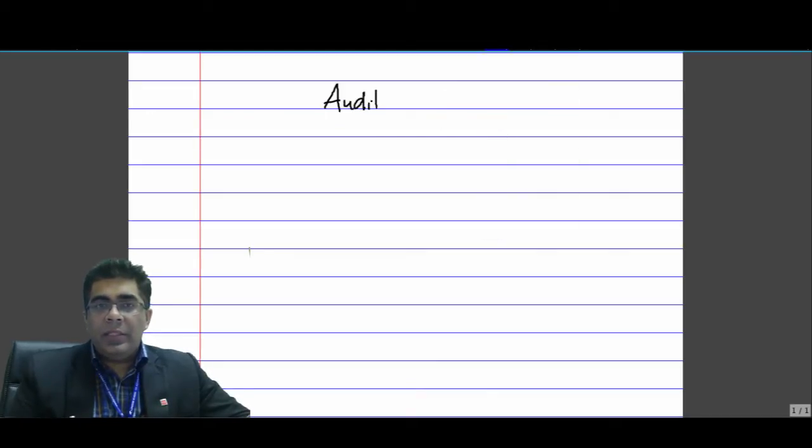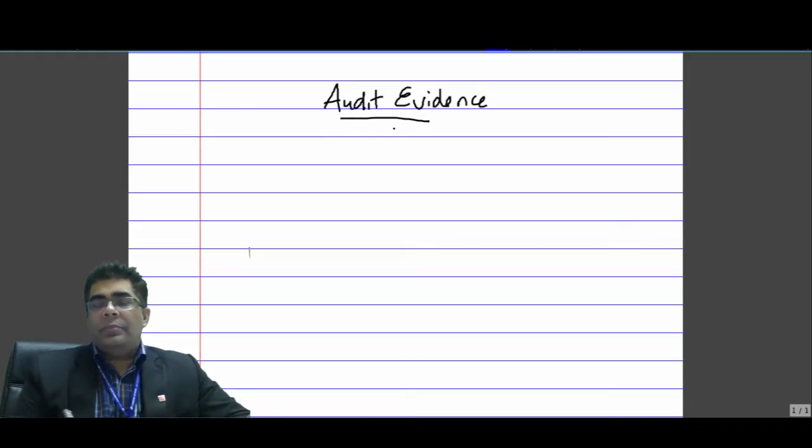In the last session, we learned how to handle audit risk, where you have already identified all the areas that you need to focus on, and you have developed the audit strategy and the audit response. So now we want to focus on the audit evidence.